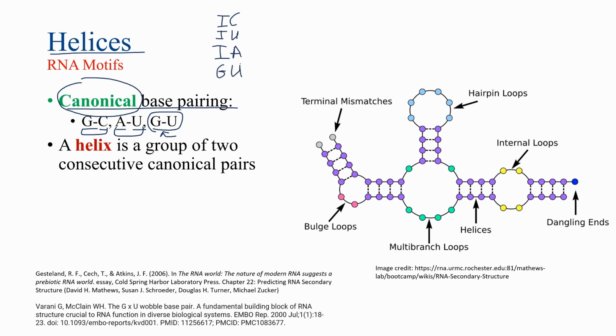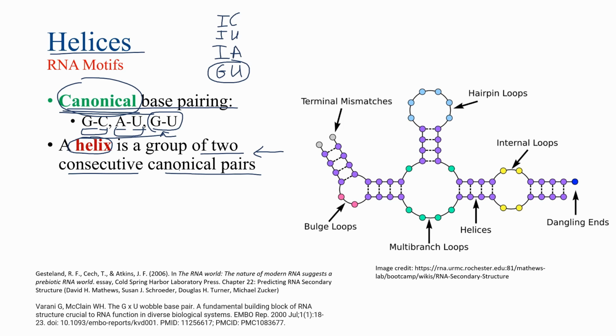It is only the guanine uracil base pair that is considered a canonical base pair. It's a relatively stable base pair, not as stable as the Watson-Crick base pairs, but it's still pretty stable, and it is a canonical base pair that you should consider. So a helix, which is the singular term of helices, is a group of two consecutive canonical pairs. So basically, anytime we see two consecutive canonical base pairs or more, then we call these helices.